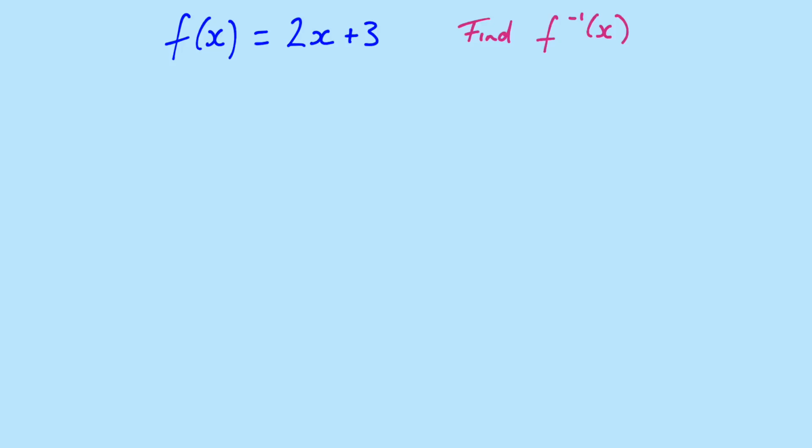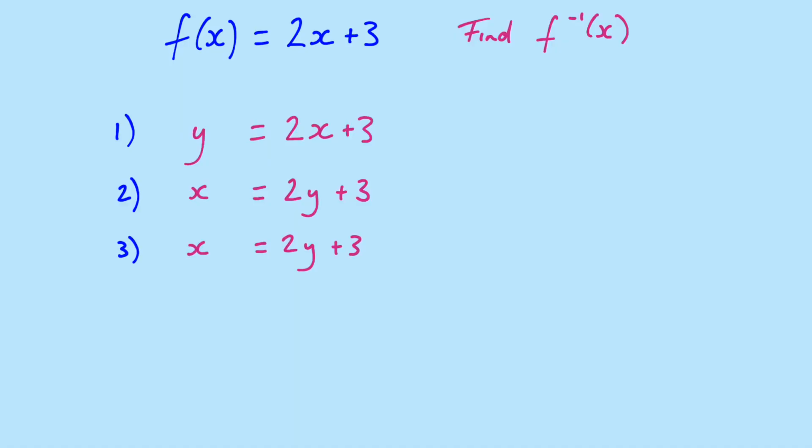Let's have a look at another example. So we have the function f of x equals 2x plus 3. We want to find its inverse function. So step 1 is we write it as y equals 2x plus 3. Step 2, we will write the y as the x and the x as the y. Now the next step is we will rearrange to make y the subject. So we will subtract 3 from both sides, and then we will divide both sides by 2.